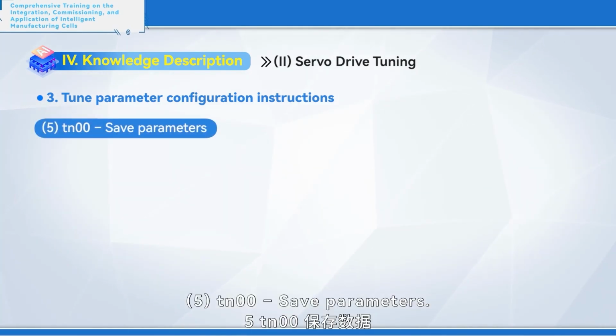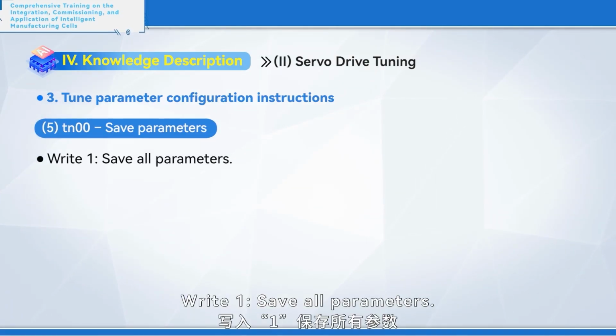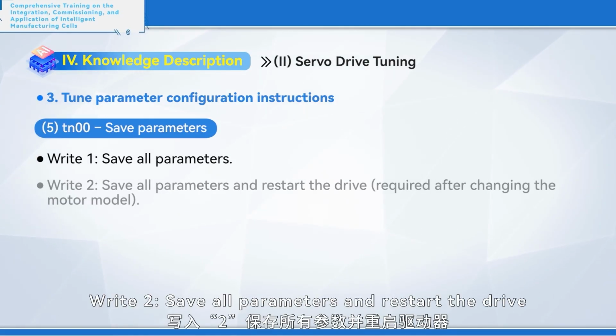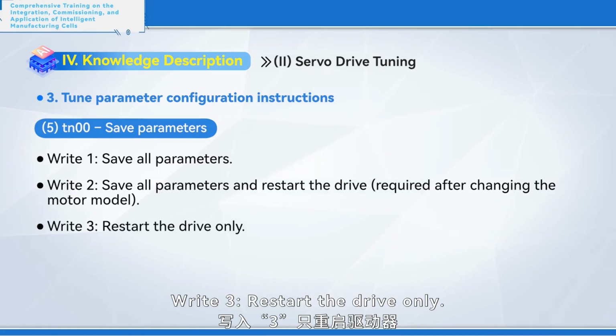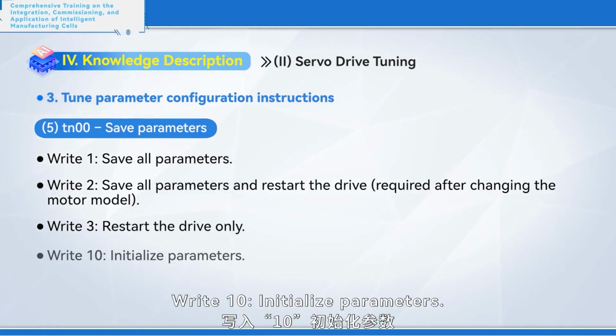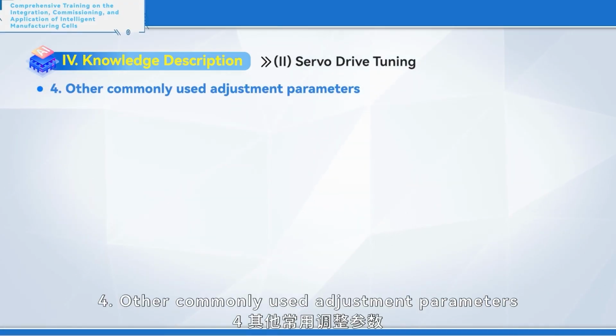5. TN00: Save parameters. Write 1: Save all parameters. Write 2: Save all parameters and restart the drive, required after changing the motor model. Write 3: Restart the drive only. Write 10: Initialize parameters. 4. Other commonly used adjustment parameters.